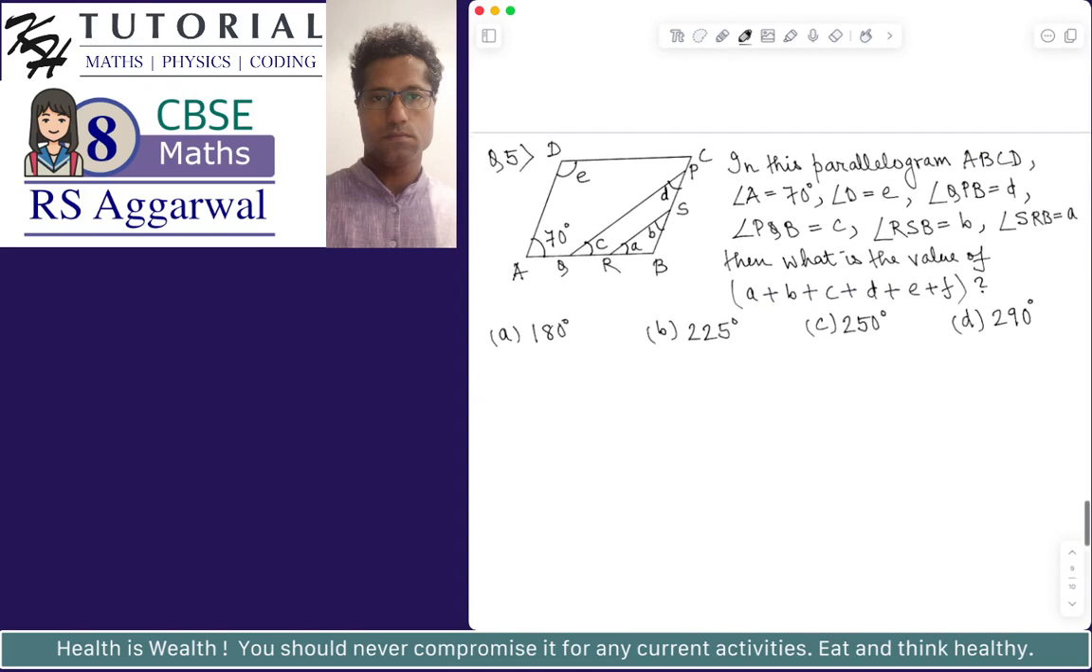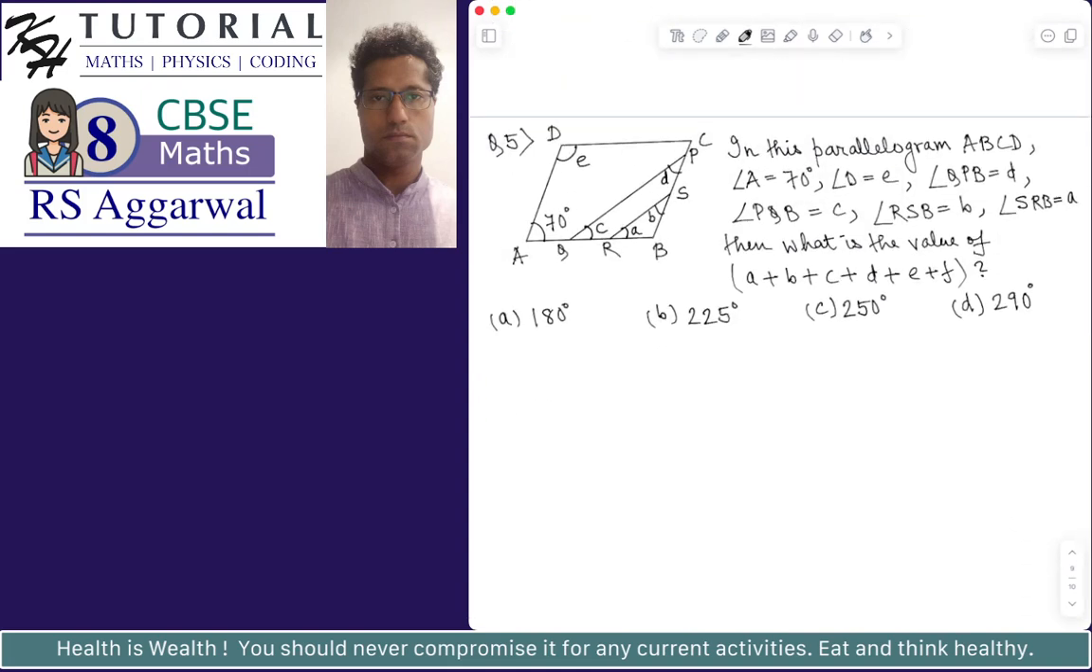Okay. I think this is the last problem. Problem number 5. In this parallelogram ABCD, angle A is given to be 70 degrees, angle D is E, angle QBP. So we can see that QP and RS are line segments. QP is a line segment that is intersecting the sides AB and BC at Q and P. Similarly, RS is the line segment intersecting the sides AB and BC at R and S.